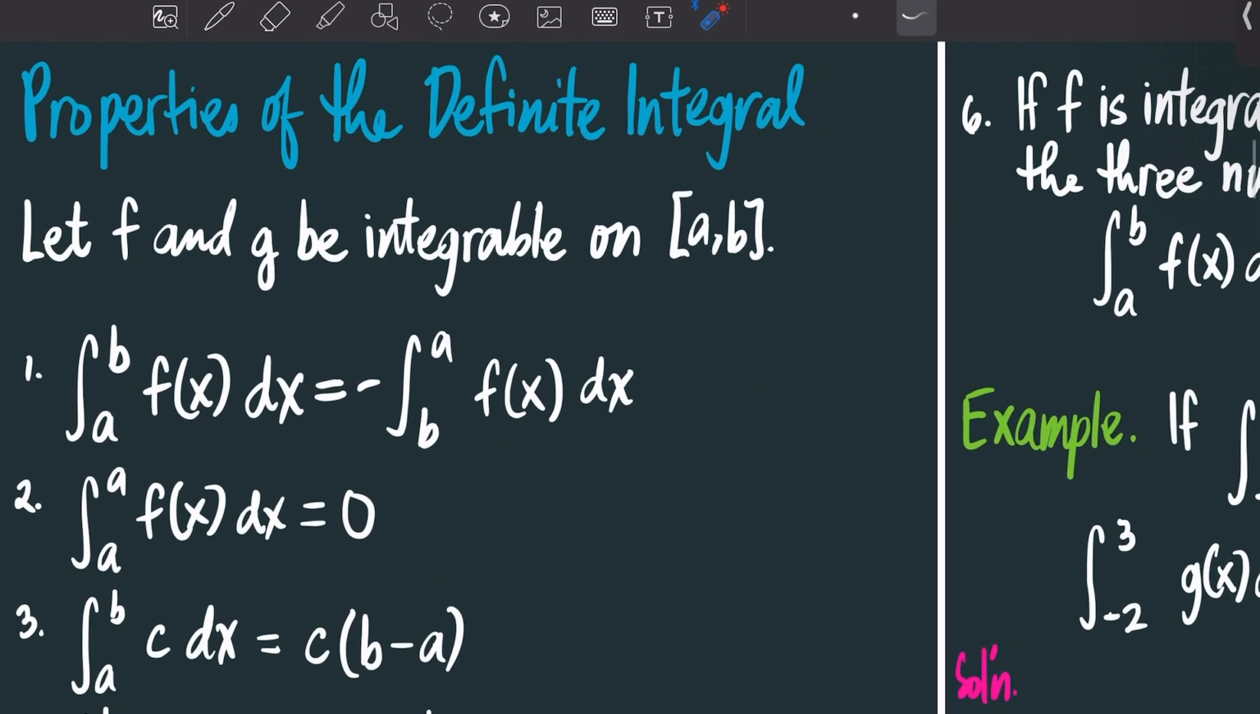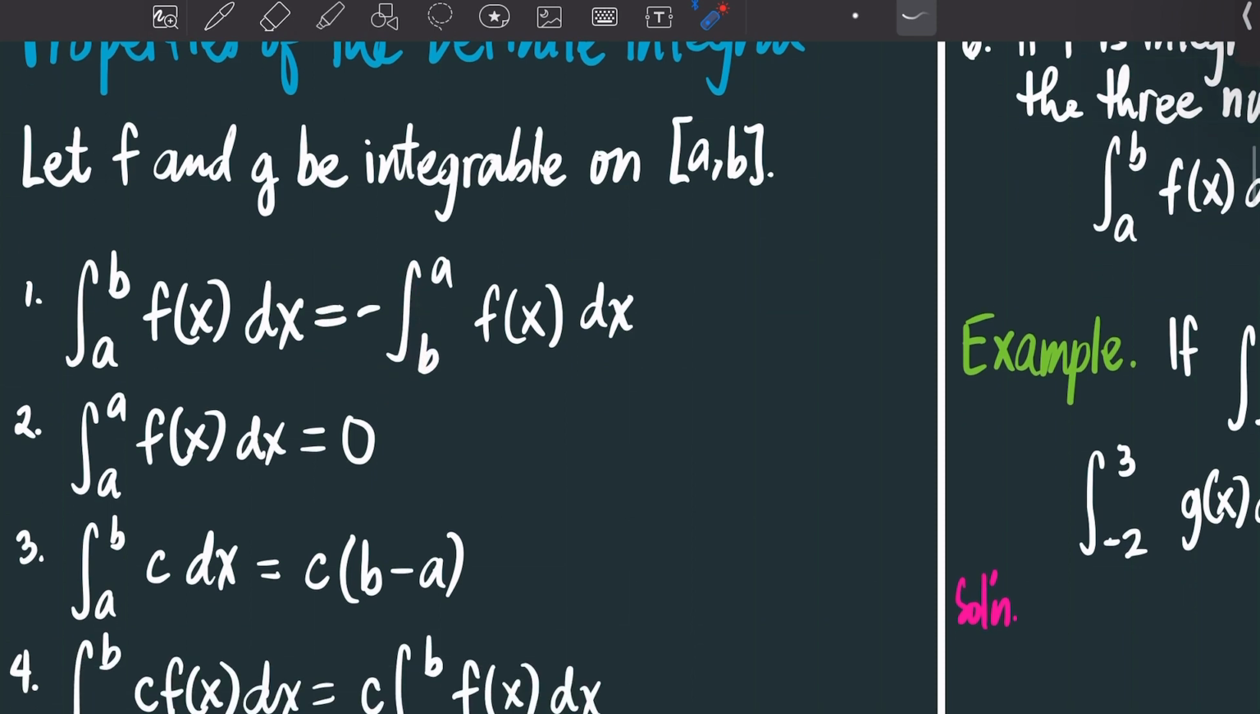Then, here are some properties of the definite integral. So, suppose f and g are integrable on this closed interval AB. First one, yung integral daw ng f of x dx from A to B is just the same as the negative ng integral of f of x from B to A. So, sinasabi niya, kung pagbabaligtarin daw natin yung bounds ng integration, we need to have here a negative sign.